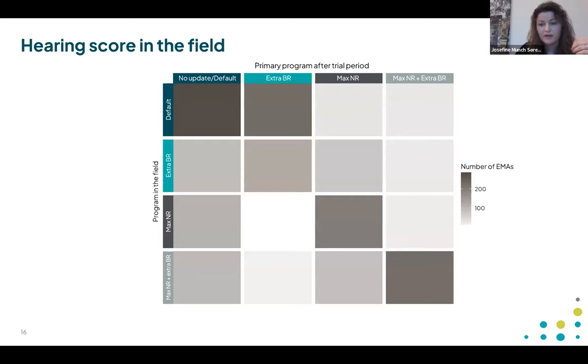But instead, if we are coloring the tiles by the number of EMAs that they have filled out for each of these programs, we do somewhat see this highlighted diagonal. So it seems that people are tending towards updating to, or having a preference towards, the program that they are giving the most EMA ratings out in the real world.